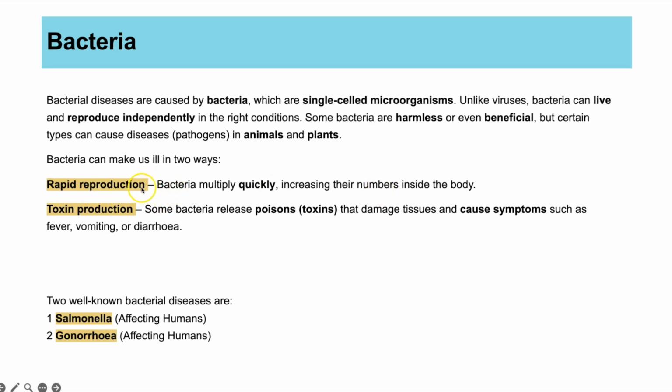The two key ways that they cause harm are by their rapid reproduction, increasing the number inside of you, and then you've got so many of them producing toxins, which are poisons. And those toxins could damage your tissues, or they could cause symptoms like we talked about earlier, like fever, vomiting, and even diarrhea. The examples that you need to know are two that infect humans, so salmonella and gonorrhea.